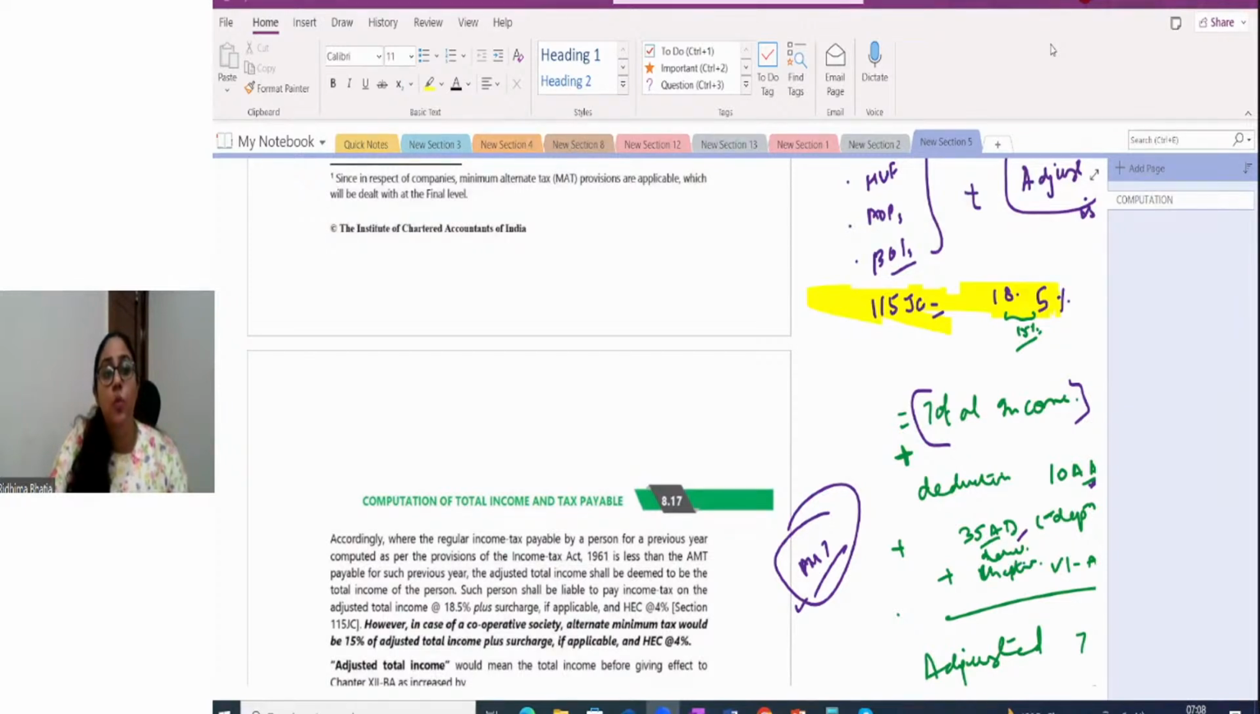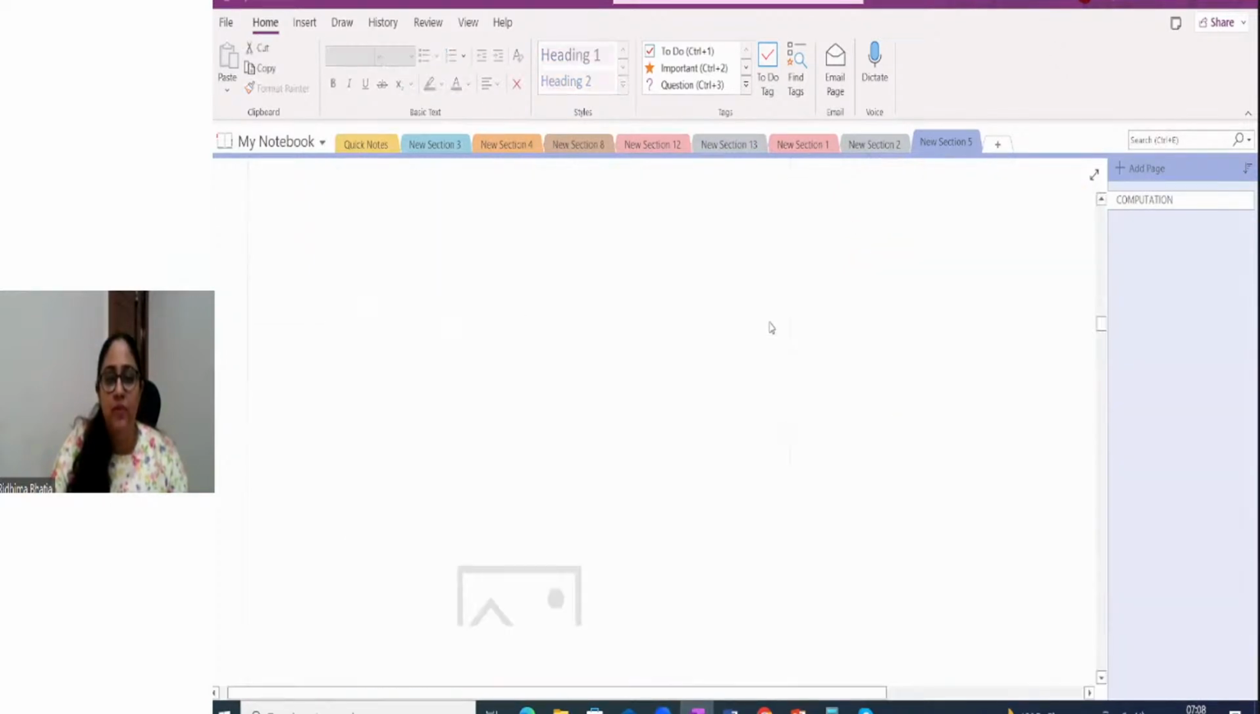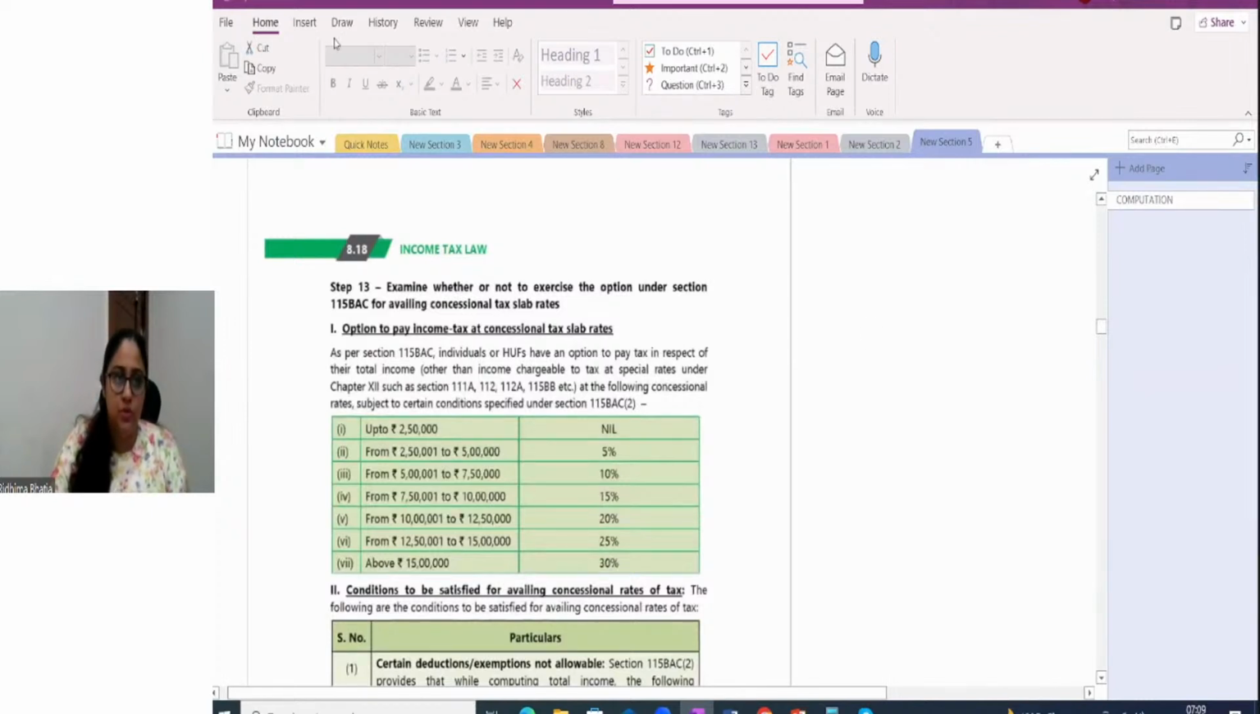So now, what is 115BAC? Ma'am, AMT is done. What is 115BAC? Why is it there? When was it introduced? So by Finance Act 2020, 115BAC was actually introduced.